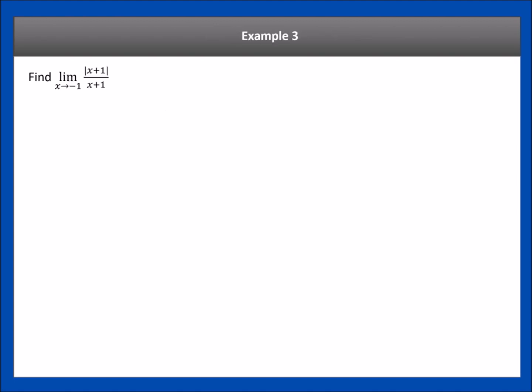So let's look at some examples of those. If I look at example 3, I want to find the limit as x approaches -1 of this function here. And it's the absolute value of x plus 1 over x plus 1. So you're going to have to remember the idea of the absolute value. So let's break down the absolute value in terms of its piecewise function.